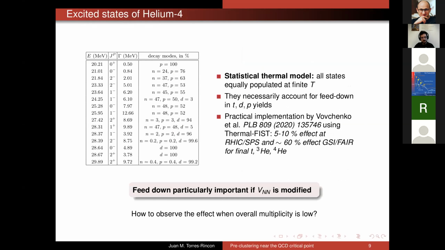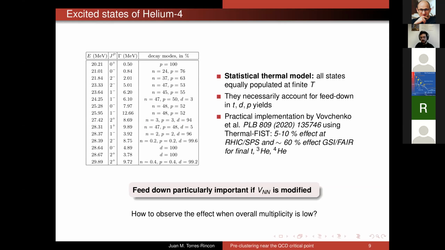Now, with respect to these excited states of helium-4, if you are doing statistical thermal models and you want to describe light nuclei, then you need to take these states into account, because at those temperatures you will also populate every one of these states with the same weight. Of course, as I told you already, they account for feed-down corrections. They are not detected in experiment. You measure only the ground state, but you need to take them into account in the analysis.